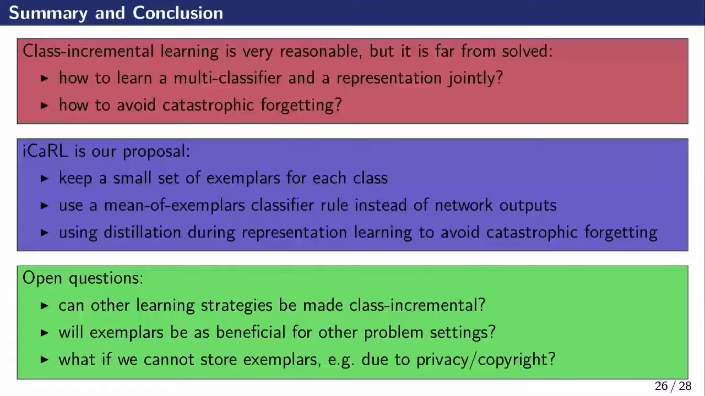In particular, is this use of exemplars an outlier for this situation? Or maybe we should think more about keeping exemplars around also for other methods. And in the other direction, what if we cannot do that? Maybe there are some privacy issues and we cannot just store a bunch of images in our classifier. So are there alternative ways to overcome this problem as well?